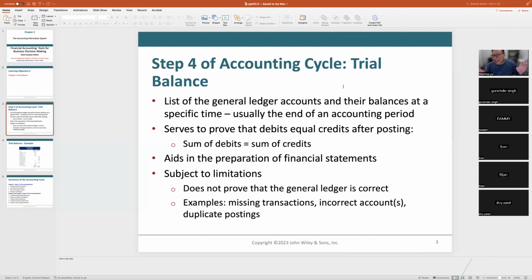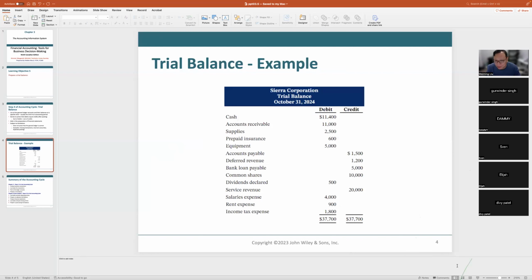Something is wrong. So you have to make sure in that trial balance, your total debit equals your total credit. Then your accounting equation is balanced. So this will help us to prepare the financial statements. So let's take a look at this example.